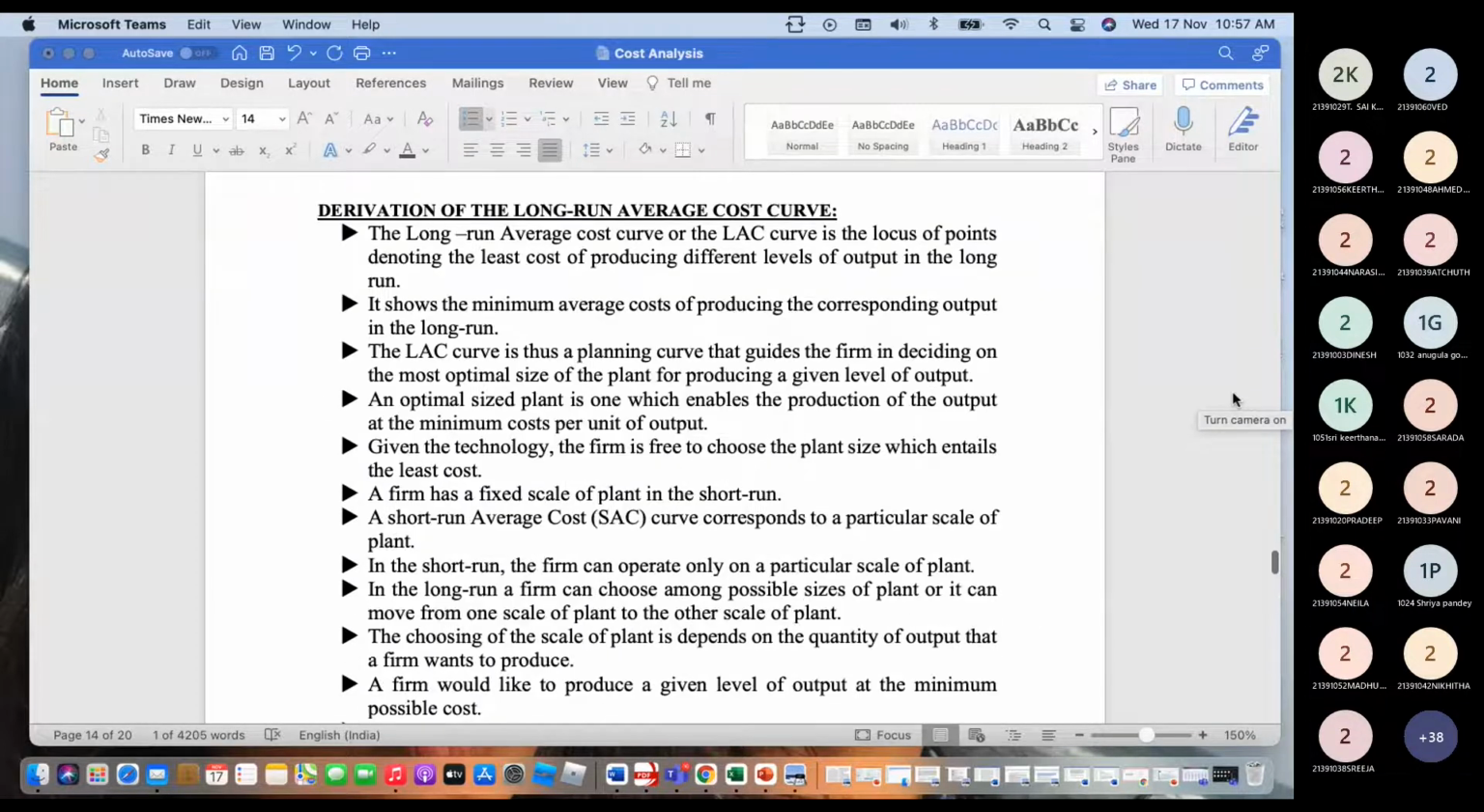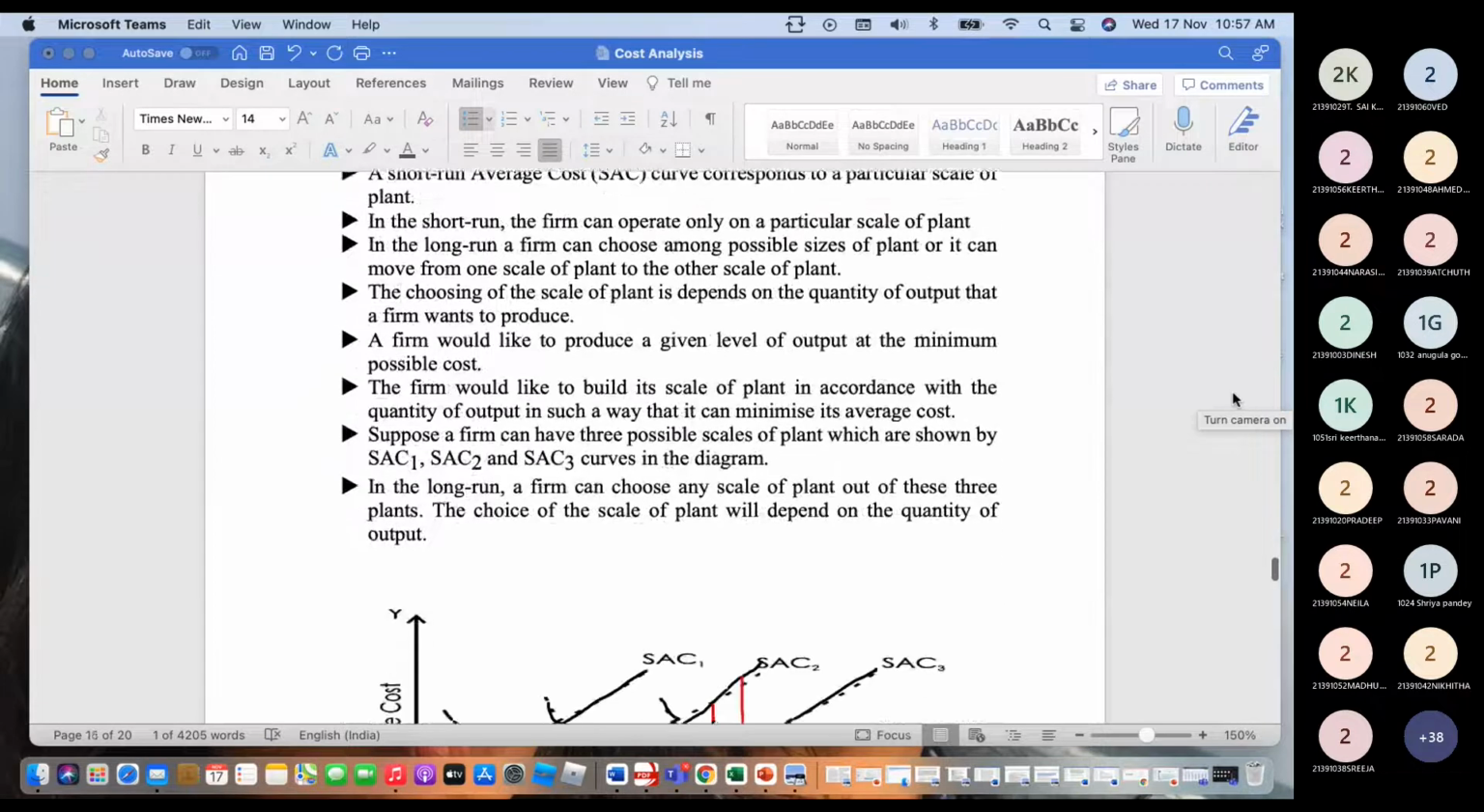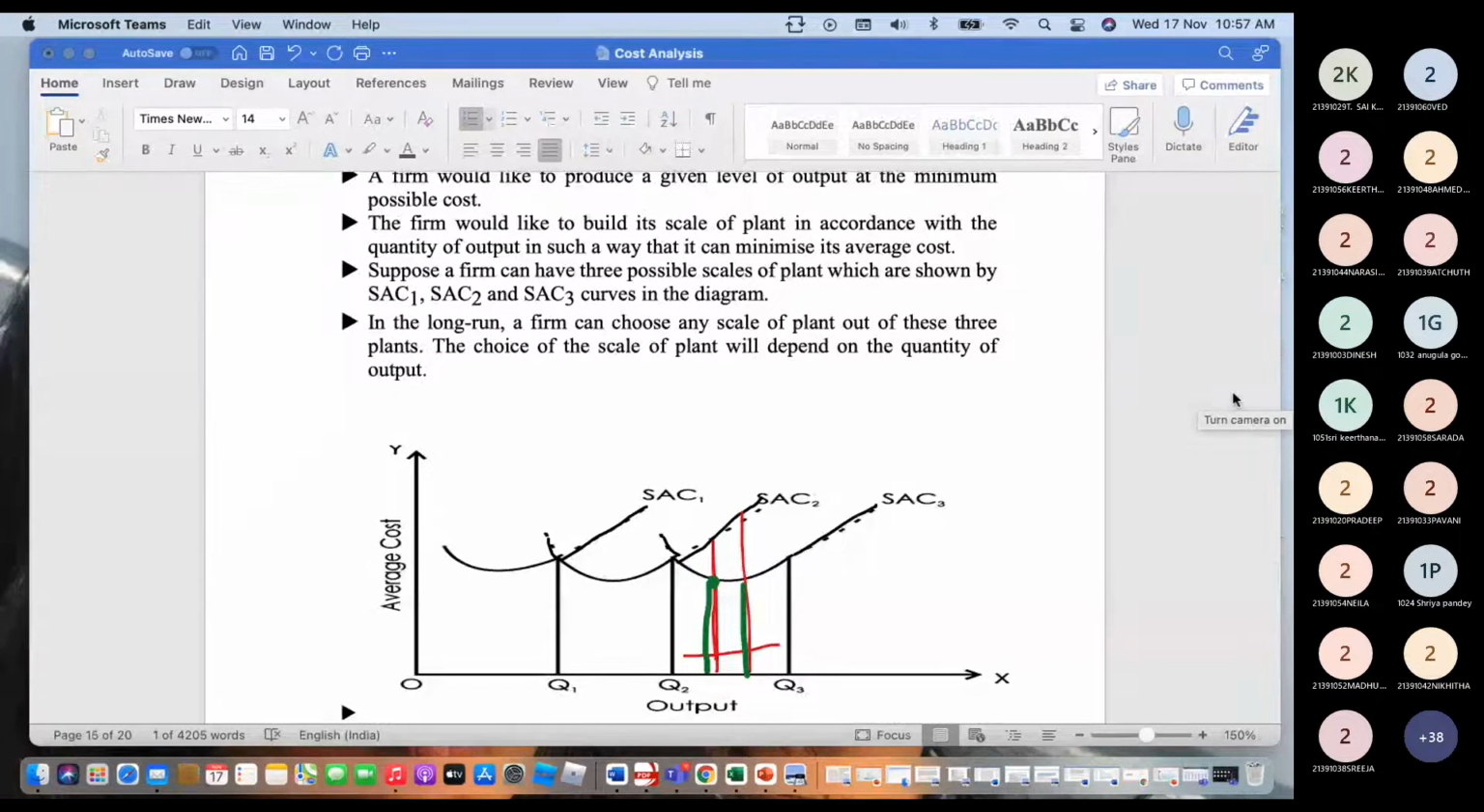When you're talking about the long run, students, keep one thing in mind. In reality, I told you before also, the production happens in the short period of time only. Long run is a gap. Long run is the plan where the producer or the firm wants to increase its level of output.